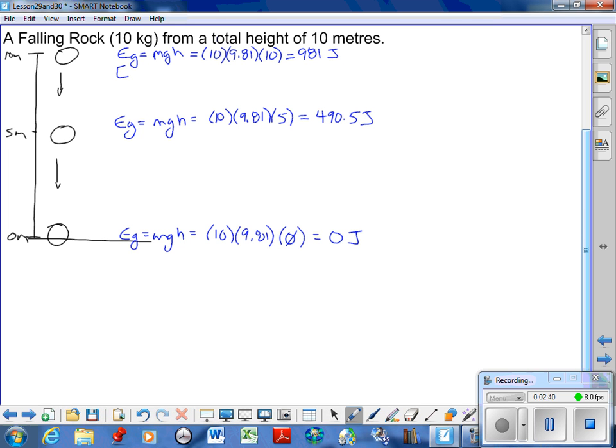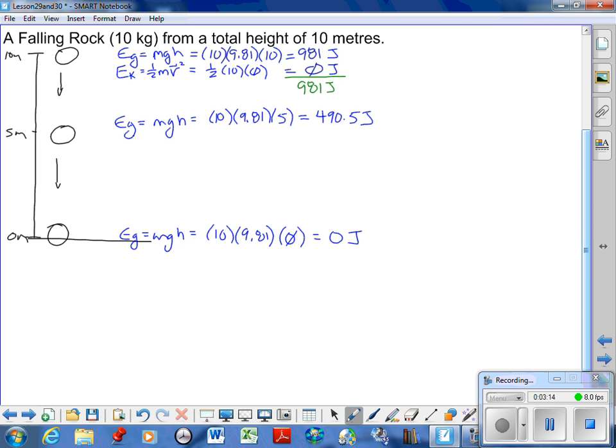All right, now let's talk about the kinetic energy of the rock. Kinetic energy, EK equals 1/2 mv squared. When this rock is at 10 meters, and we're just about to drop it, it has no initial velocity, so it would be 1/2 times 10 times 0. So it has no kinetic energy at that point. If that's all the energy involved here, then the total energy of the rock at 10 meters is 981.